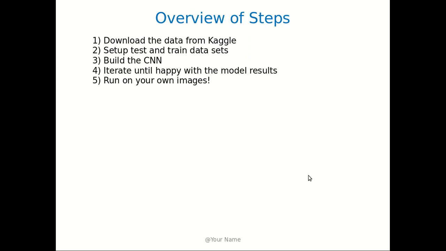An overview of the steps. I downloaded the data from Kaggle. I set up a test and train set from the data. I built the convolutional neural network, and I iterated until I was happy with the model results, and then I ran it on my own images.